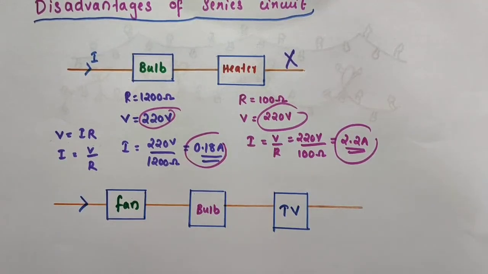And there is no way to control the individual devices when you connect all the electrical devices in series combination. That is, you have to turn on all the devices or turn off all the devices. You cannot turn on a bulb and turn off the TV at the same time. So that is also one disadvantage of the series combination.